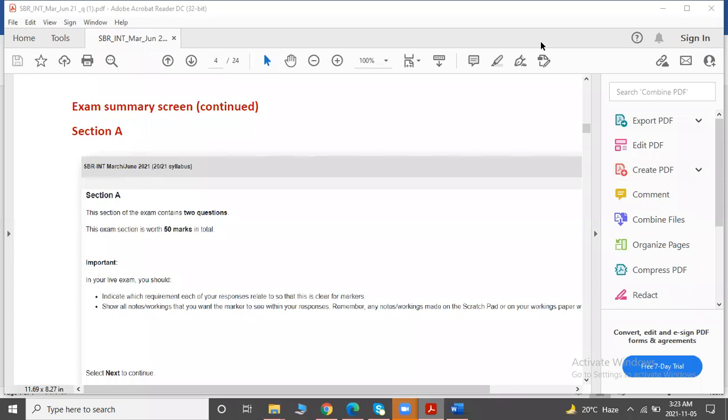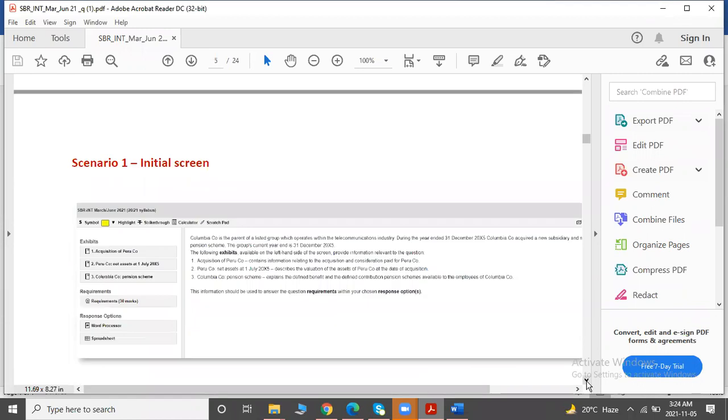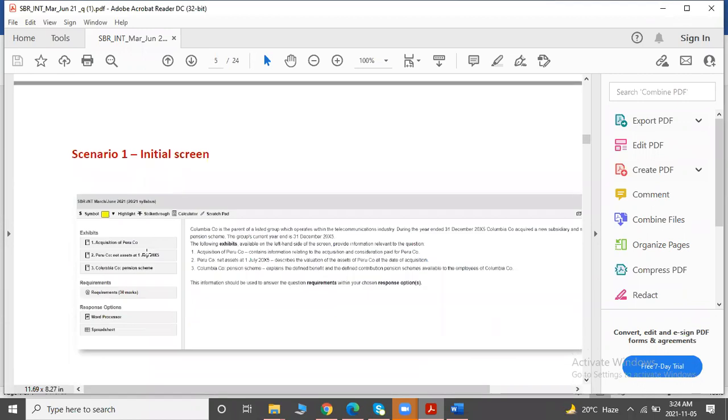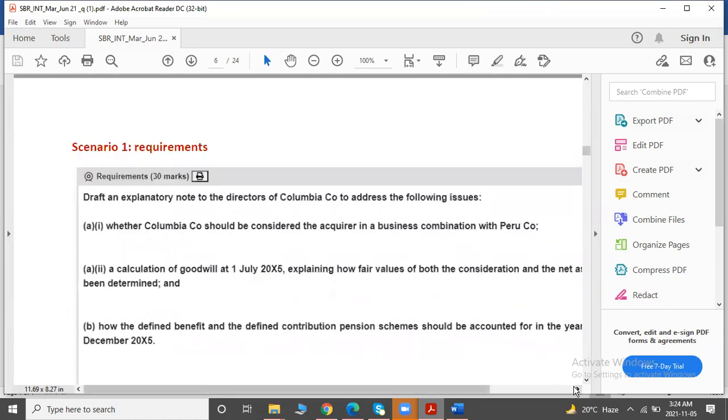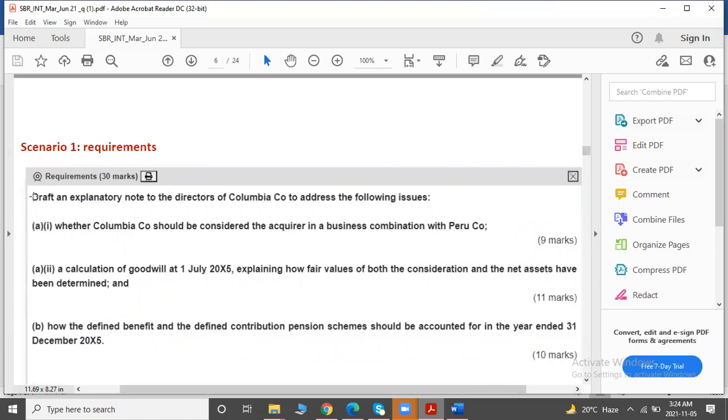Hey everybody, what's up? In this session, as you can see, we have the past paper of December 2020, and in this video we will look at scenario one. We will have three exhibits in it: acquisition of Peru Company net assets at 1st July 2005, and the third one is Columbia Company pension scheme. What I will do is put the requirements and we will look at them. Firstly, it says draft an explanatory note to a director of Columbia Company to address the following issues.